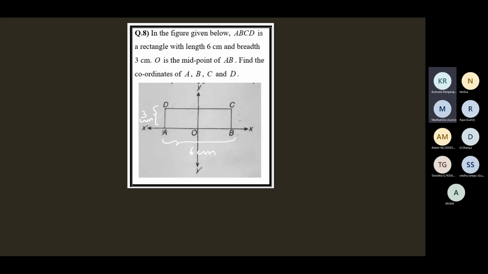What are the coordinates of A? Ma'am, A is (-3, 0). Okay, let me write, Raja. A is (-3, 0). Okay, B. B is (3, 0). Okay, C. C is (3, 3). D. (-3, 3). Correct.